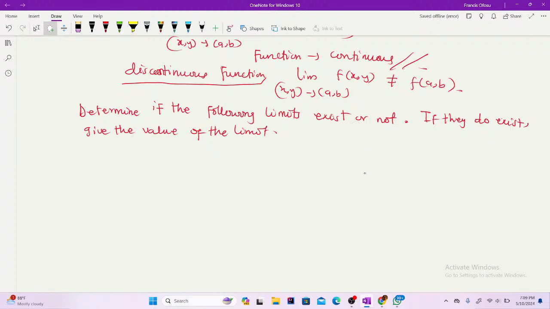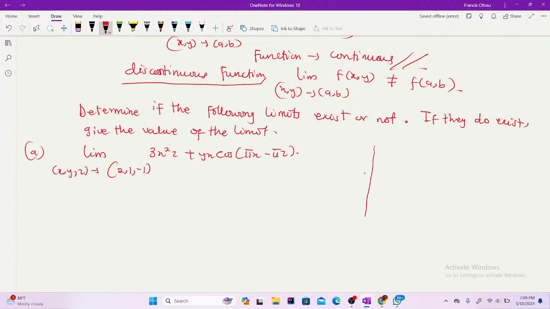So we are just determining if it exists or not. Remember the condition for a limit to exist: no matter the path you take to approach the point, the limit should exist. The first limit is the limit as (x, y, z) approaches (2, 1, -1) of the function 3x squared z plus yx cosine of the expression pi x minus pi z. So we are finding the limit as (x, y, z) approaches this point.